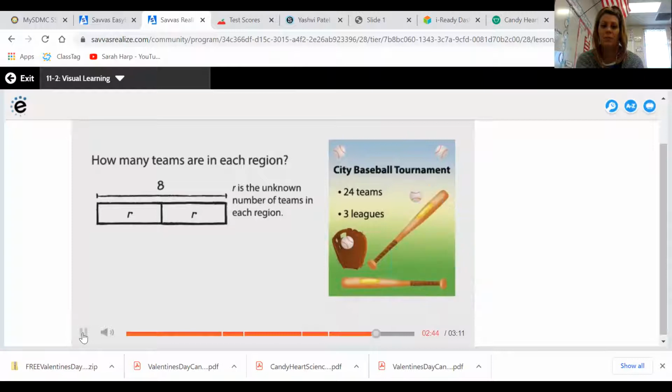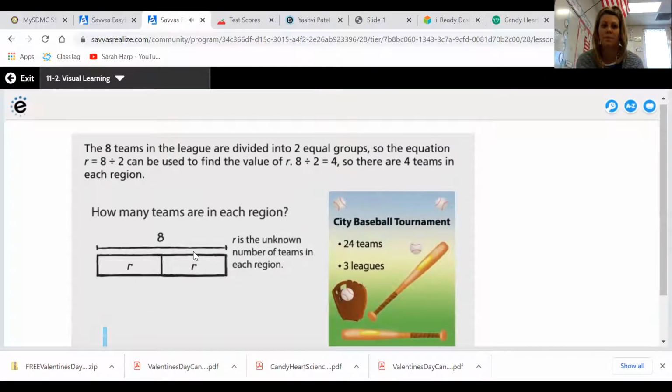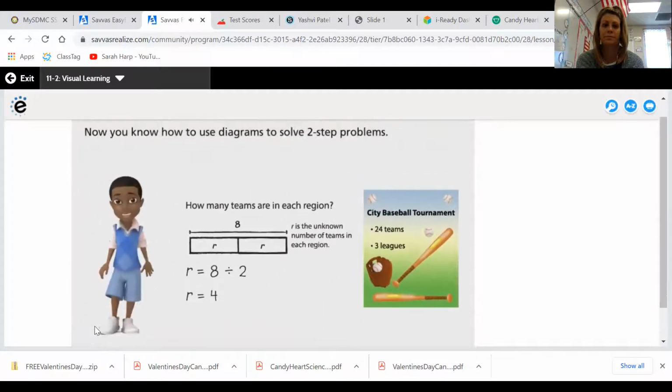Okay, so let's move on. What's our next step? The 8 teams in the league are divided into 2 equal groups. So the equation R equals 8 divided by 2 can be used to find the value of R. 8 divided by 2 equals 4. So there are 4 teams in each region. Now you know how to use diagrams to solve 2-step problems.